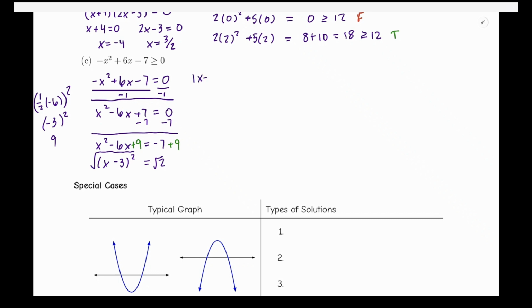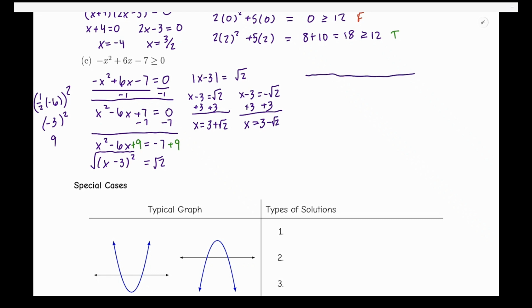We get the absolute value of x minus 3 is equal to the square root of 2. So we get x minus 3 equals square root of 2, or x minus 3 equals negative square root of 2. And then add 3, we get x equals 3 plus the square root of 2. Add 3, we get x equals 3 minus the square root of 2. So now I just need to make my number line. So we have 3 minus the square root of 2 is going to be smaller than 3 plus the square root of 2. And now to pick my test points.